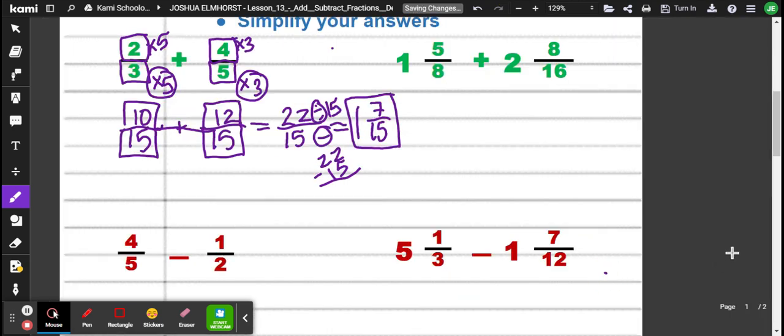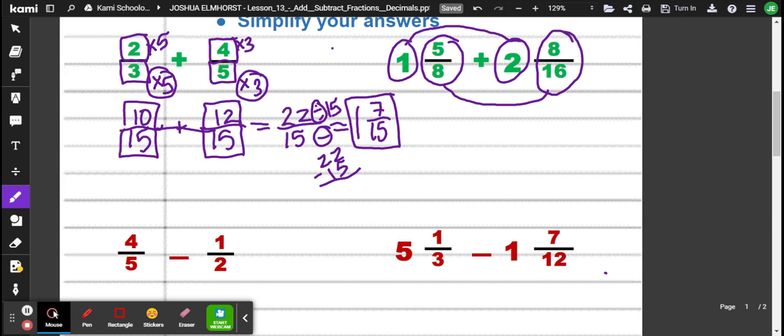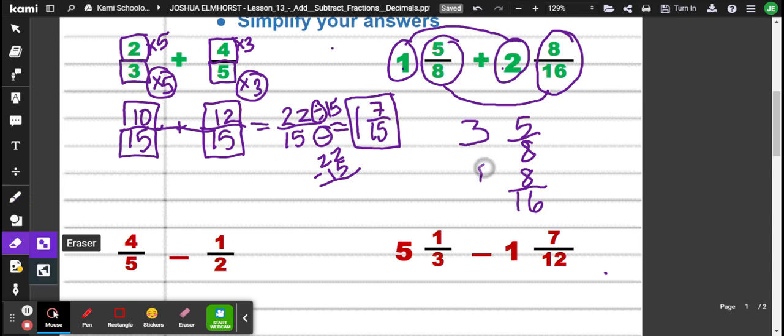Now we have a mixed number and a mixed number. So you do not need to regroup these. Whole numbers can go with whole numbers, and then fractions go with fractions when you're adding and subtracting. So 1 plus 2 is 3, and then we have 5/8 plus 8/16. So we're going to put these fractions together and see what we end up with.